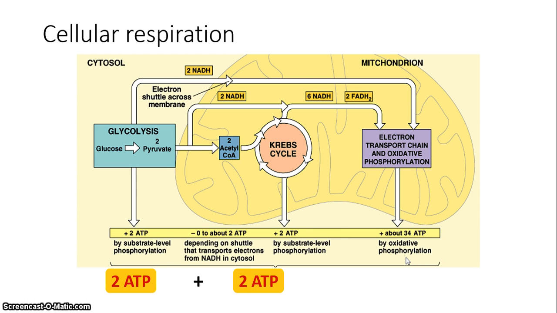So again, you get 2, 2, and 32. Another thing to be aware of is you're going to be creating carbon dioxide in the Krebs cycle. So one of the other products of the Krebs cycle is going to be carbon dioxide. And then here is where that oxygen is going to get used to make your water. So your glucose goes in, carbon dioxide comes out, and water comes out here.